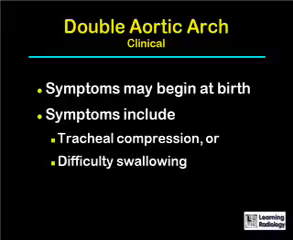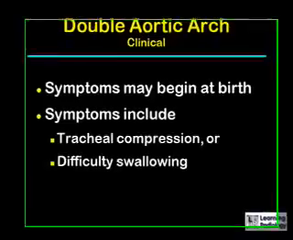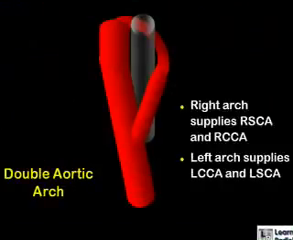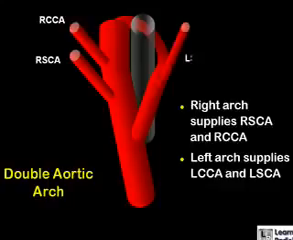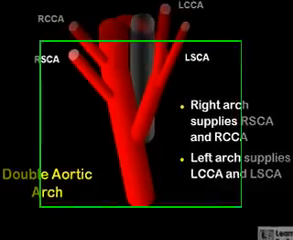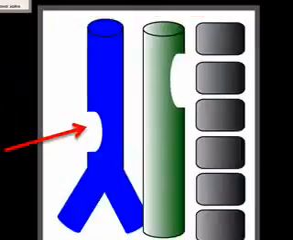Symptoms from a double aortic arch may begin at birth. The symptoms include tracheal compression or difficulty swallowing. This is a diagram of a double aortic arch. The right-sided arch usually gives rise to the right subclavian artery and right common carotid artery, the left arch to the left subclavian artery and the left common carotid artery. A double aortic arch produces a posterior impression on the esophagus and an anterior impression on the trachea.